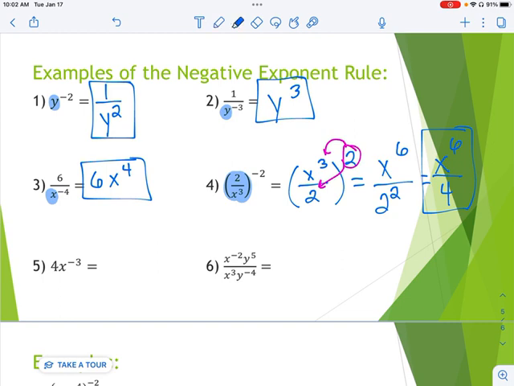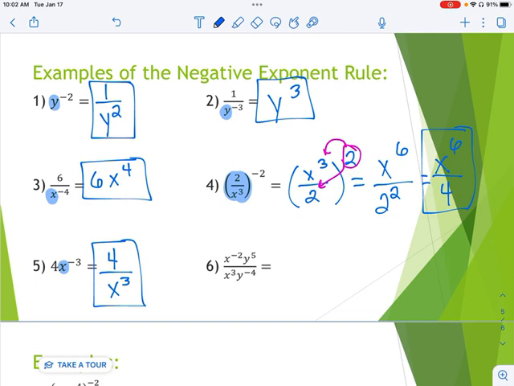Okay, in the second one, in number 5 here, we start off, the base is just the x, not the 4. So the 4 is going to stay right where it's at. The x to the negative 3, it's a negative exponent. It's in the numerator to start. It's going to go to the denominator and become a positive.